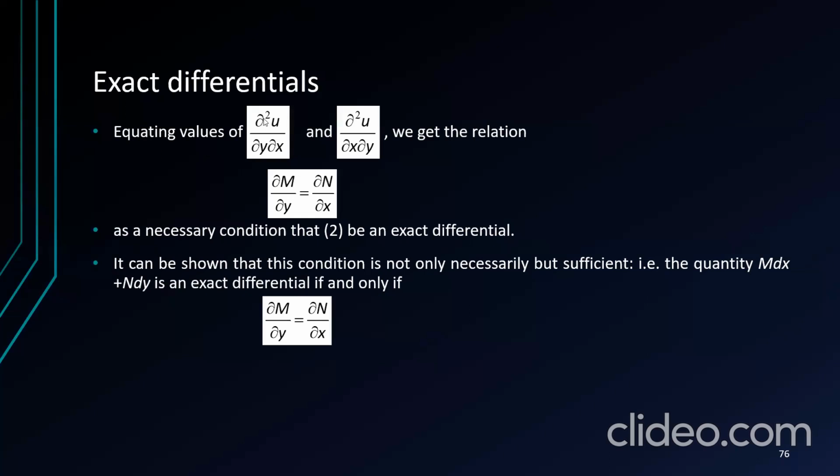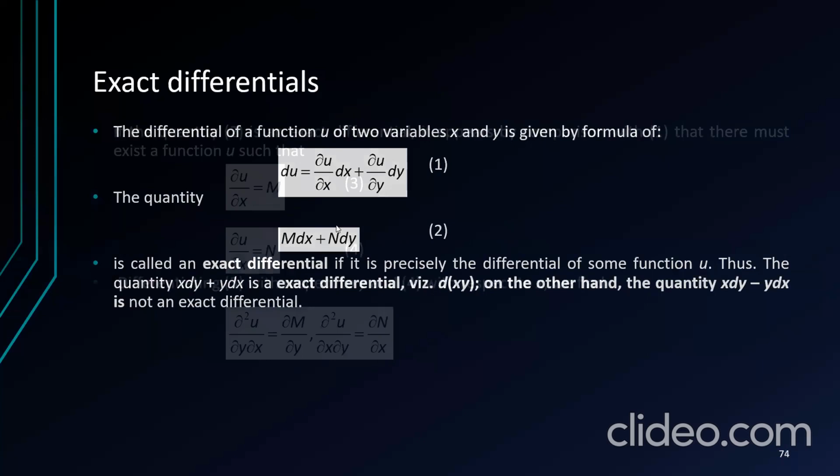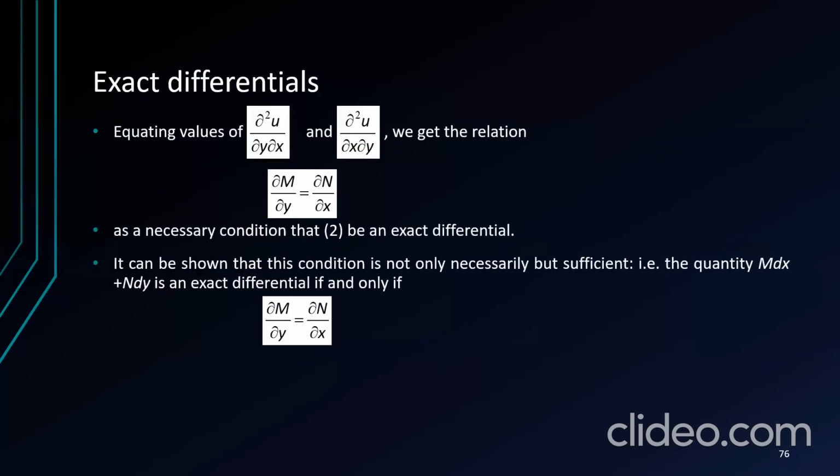Now, equating the values of the second partial derivative of u with respect to y and x and the partial derivative of u with respect to x and y, since equal talaga yan, di ba? We get the partial derivative of M with respect to y is equal to the partial derivative of N with respect to x. Ito yun. Ito sa equation mo. Yan. Ang M mo equal doon. And yan. Equate mo yan. Gamitin mo yan. Okay? As necessary condition that to be an exact differential. Yan. Pag nag-equal siya, so that is exact differential.